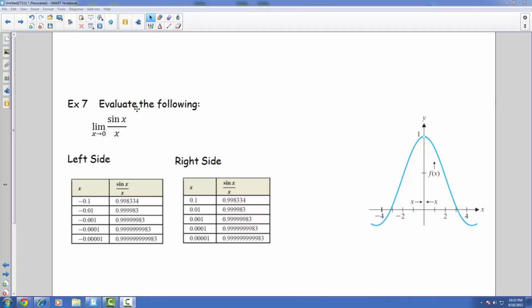Now we've been looking at left-sided limits and right-sided limits. Example 7 goes over a pretty common type of limit that we see in calculus. It's asking us to evaluate the limit as x approaches 0 of the sine of x over x.